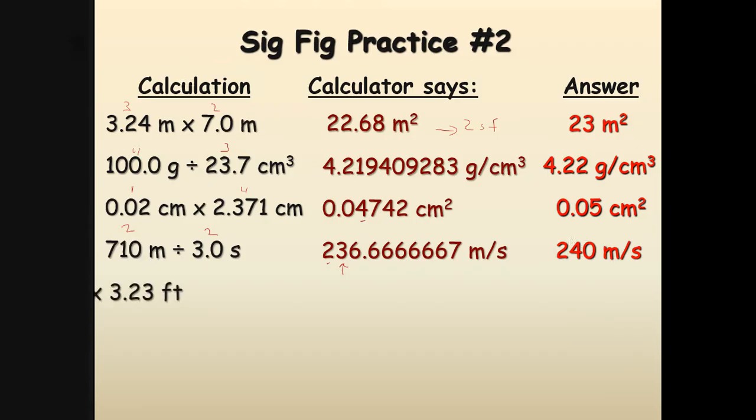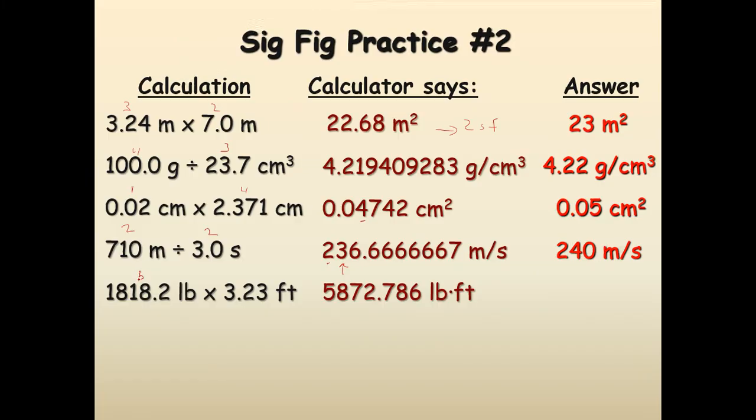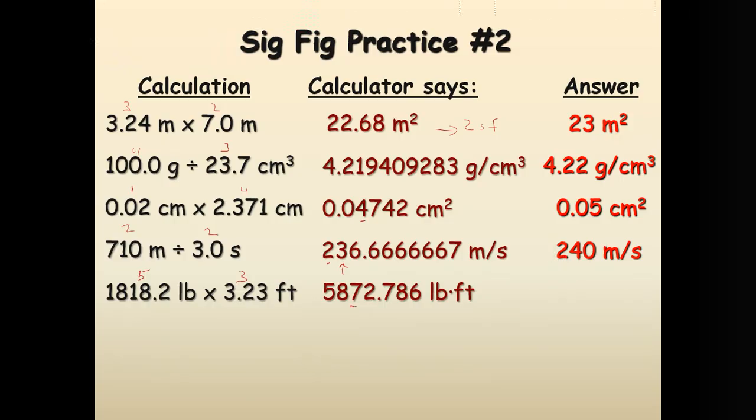A few more. 1,818.2 pounds times 3.23 feet to give you foot pounds. And my calculator gives me this. So I look at this and I say this has 5. This has 3. I need to round to 3. So this answer becomes 5,870 foot pounds.